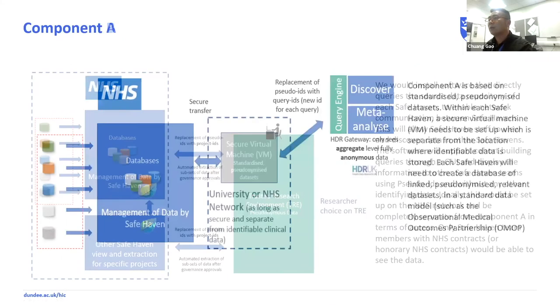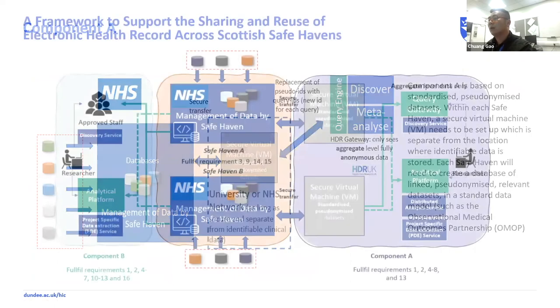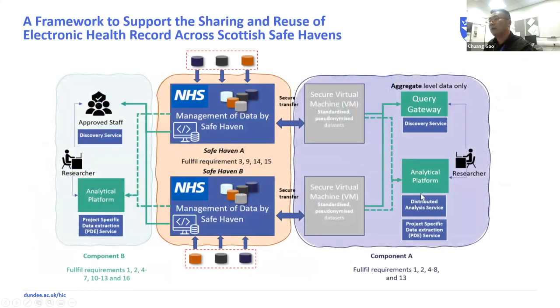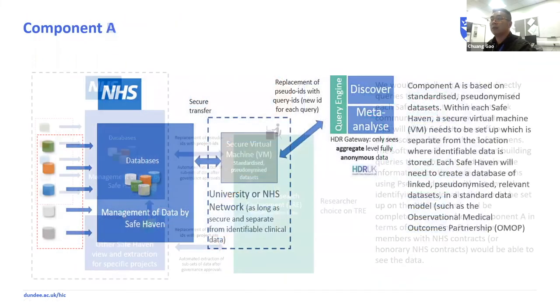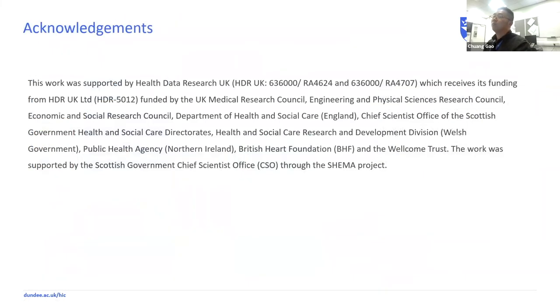So in Scotland, we propose within our safe haven network that we try both component A and component B. We push in both directions to see what we can get and which one benefits the researchers the most.